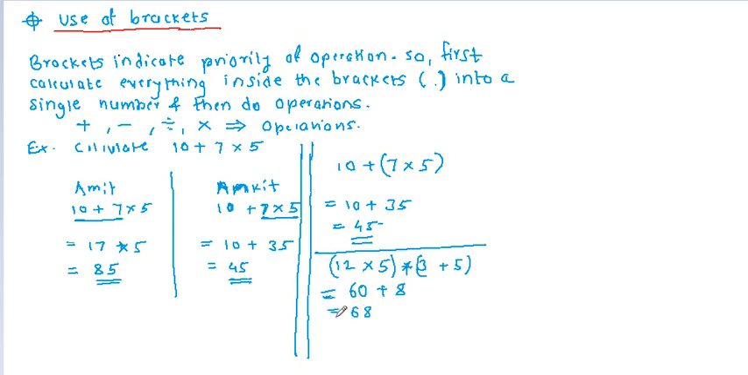First we will solve the brackets. So 12 into 5 is 60, and 3 plus 5, because it is in brackets, we solve first. So we get 8. Now 60 plus 8 is 68. This way we can solve examples using brackets.